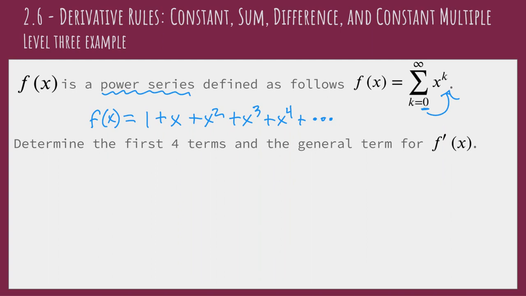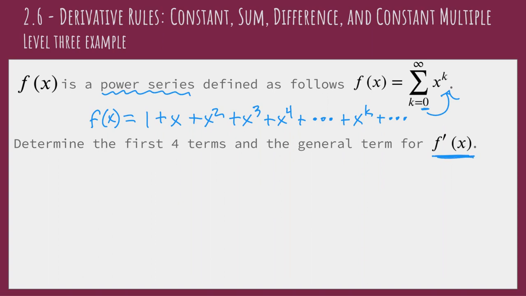So the general term here is just going to be x to the k. And what that tells us is if we want the 100th term, then we plug 100 in for k. That's actually the 101st term because the first term is when k equals 0, but you get the idea. So we can figure out what any term in the series is going to be by using this general term here. So what the question's asking for now is essentially the derivative of this power series.